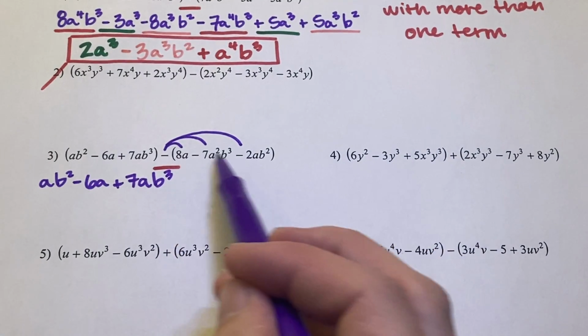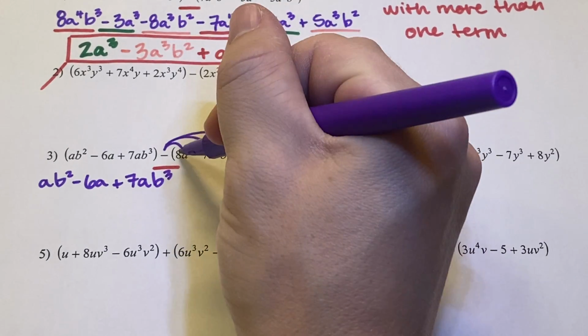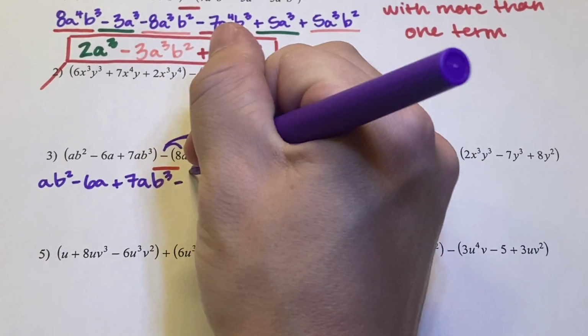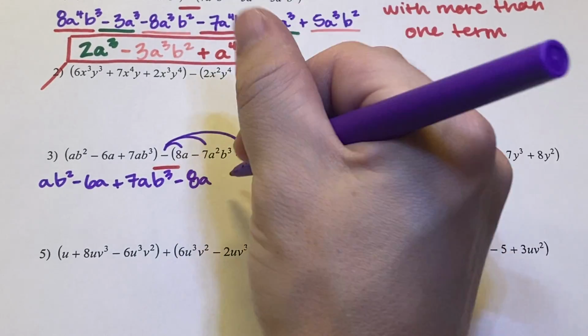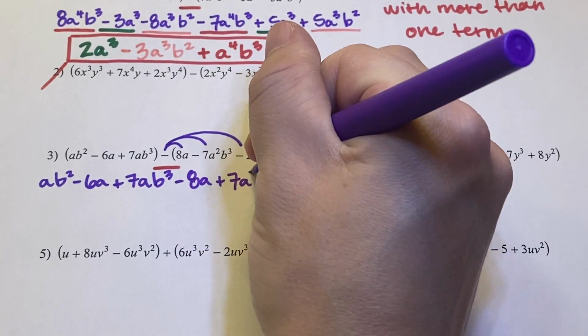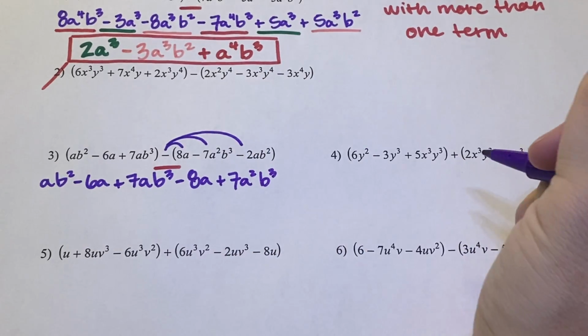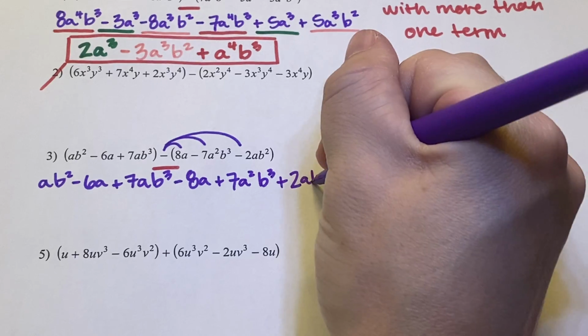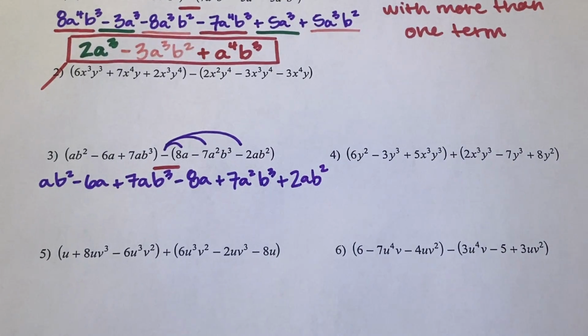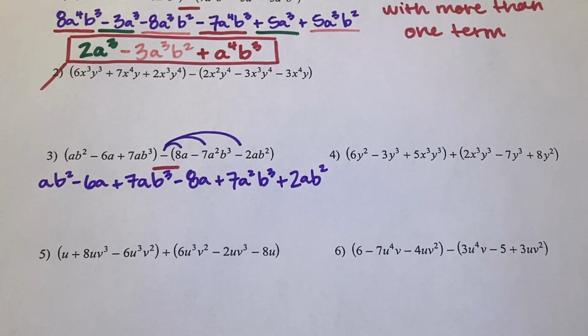Now change the signs on these guys. This was positive 8A, now it's negative 8A. This was negative 7 blah blah blah, now it's positive 7 blah blah blah. This was negative 2 blah blah blah, now it's positive 2 blah blah blah. Whew. Looks complicated. Still following the same rules.